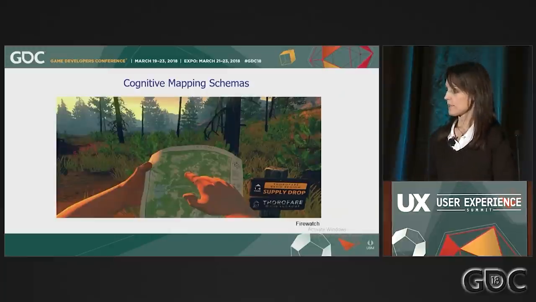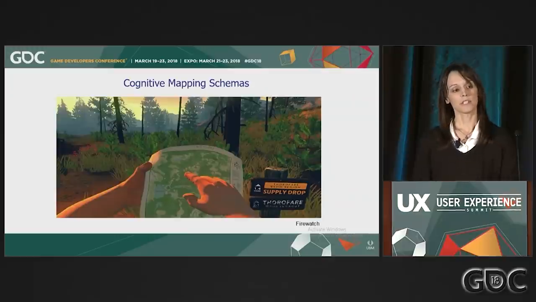Now, one of the last topics that I just have barely enough time to highlight here in the interest of time is, again, the predictive utility of schemas for knowledge formation.